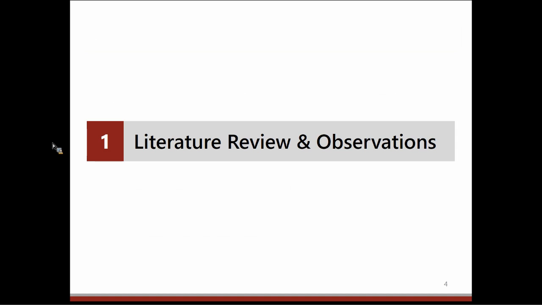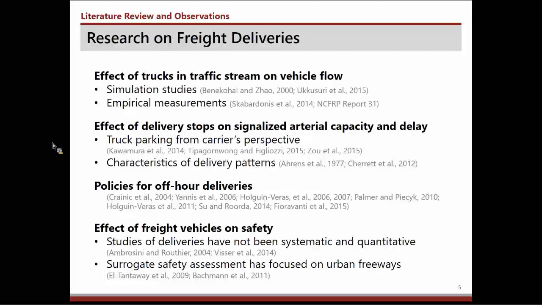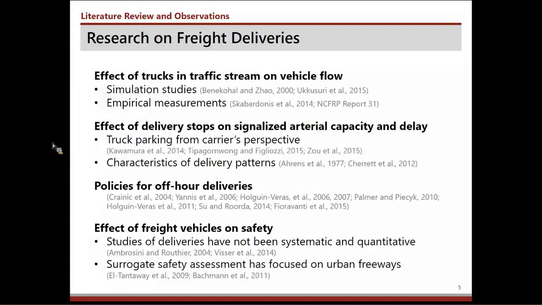So first, to look at some of the literature. There have been a number of studies over the years looking at the effect of trucks, heavy vehicles in the traffic stream, and typically they focus on heavy vehicles in the moving vehicle stream.